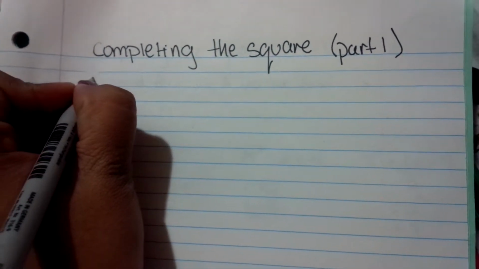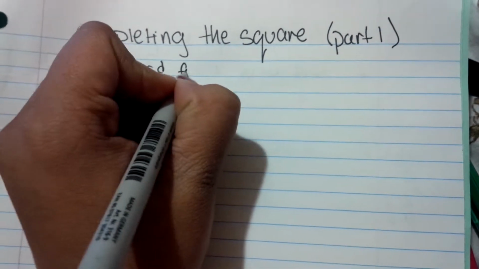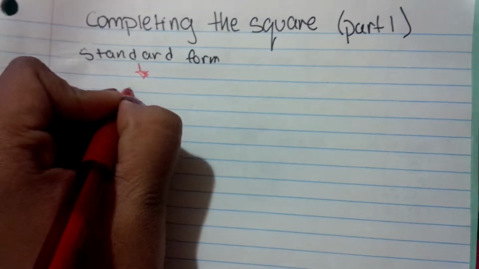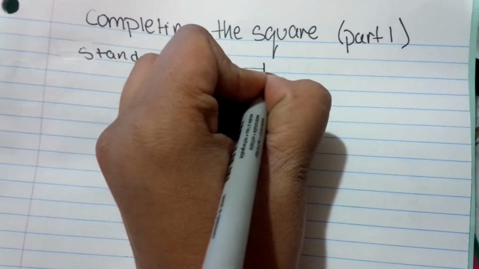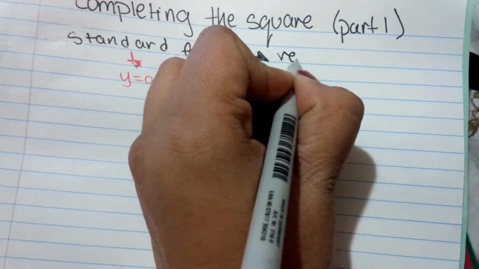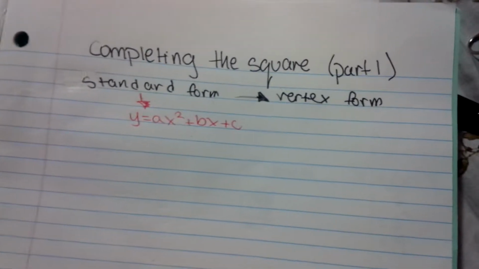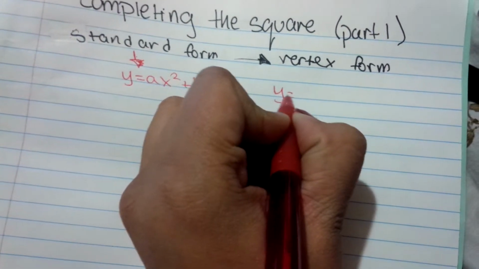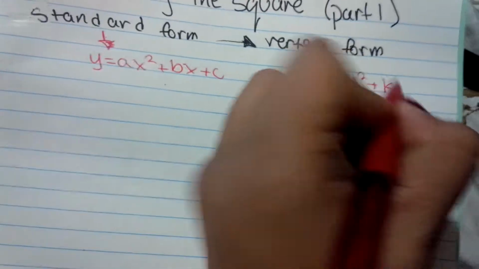Okay, completing the square is a method in which we're going from standard form, which, remember, is y equals ax squared plus bx plus c, to vertex form, which is y equals a(x minus h) squared plus k.